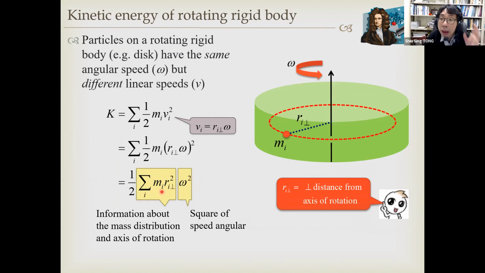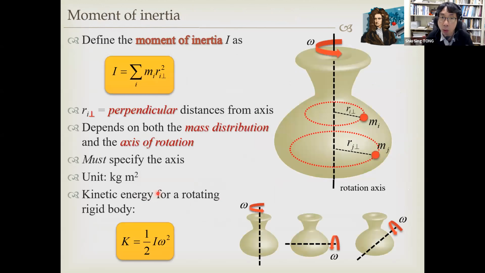And we would like to define this quantity, this summation, as a quantity called the moment of inertia. We denote it with the symbol I. I is the summation of m_i r_perp squared. And I just want to emphasize that the subscript perp here means the perpendicular distance of a single particle from the axis.